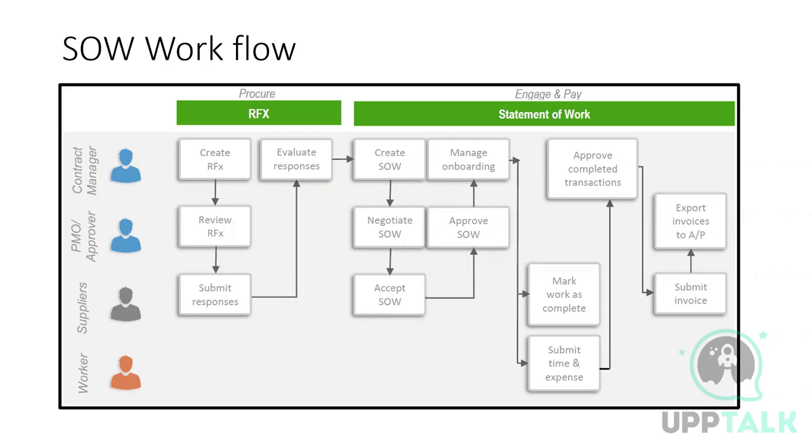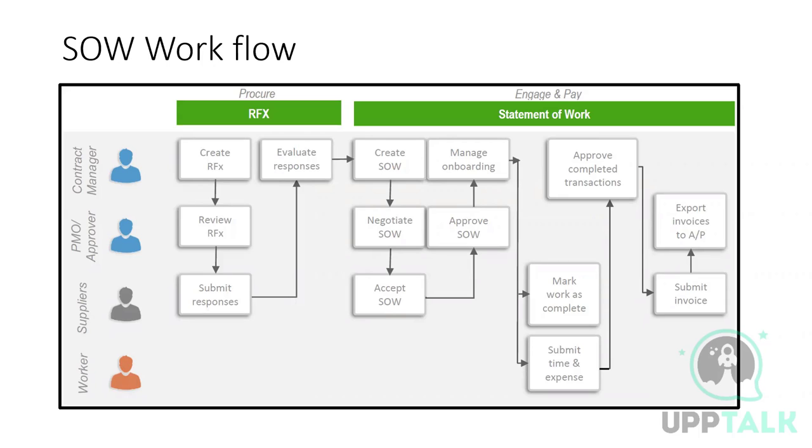The suppliers will submit the responses. Then the evaluation process goes, and there will be numerous responses. They're going to select the best one, and by that they create the SOW. If there's any negotiation, they do that on top of it, and then accept the SOW. So the supplier will accept the SOW. Once accepted, it will be approved by the PMO and the onboarding process begins.